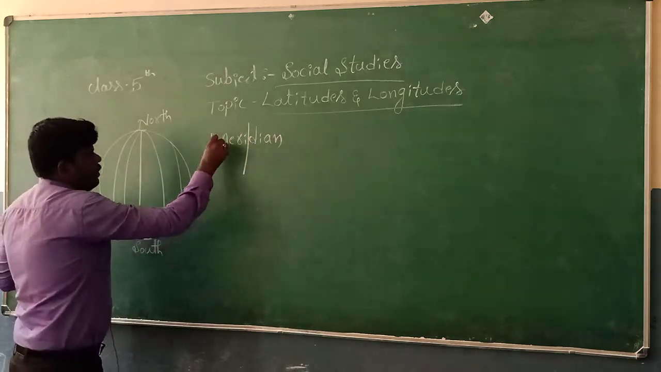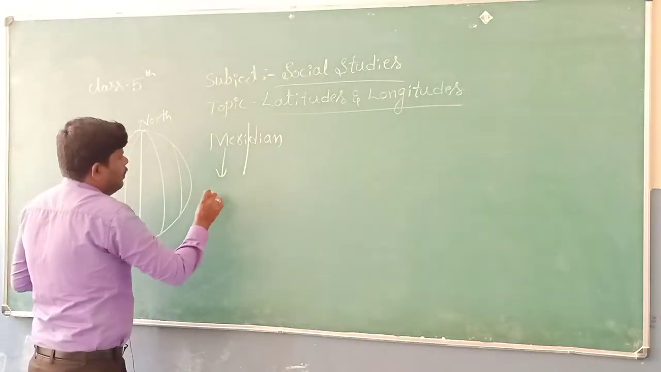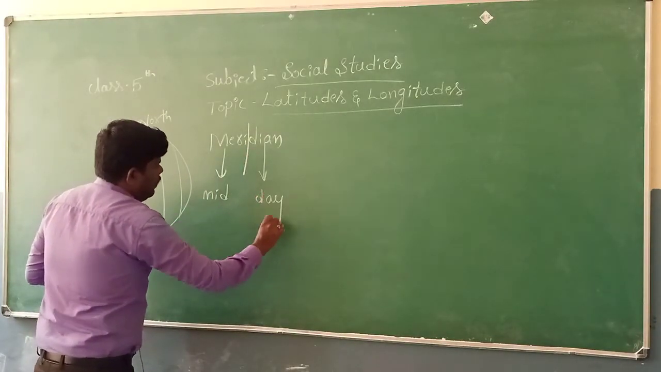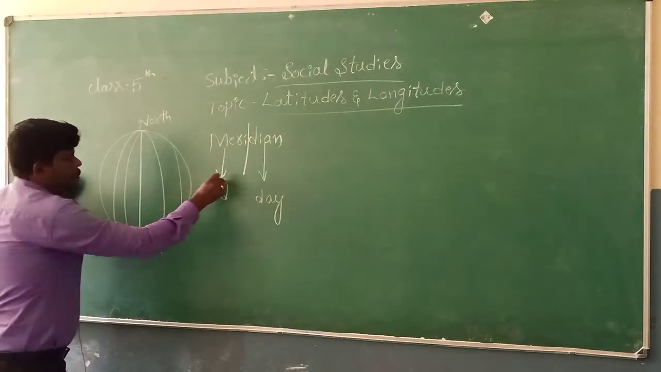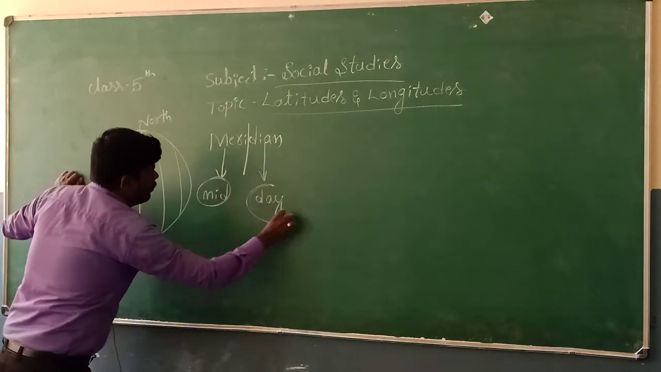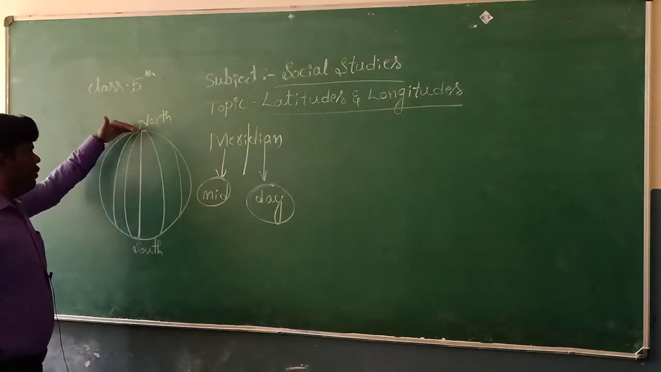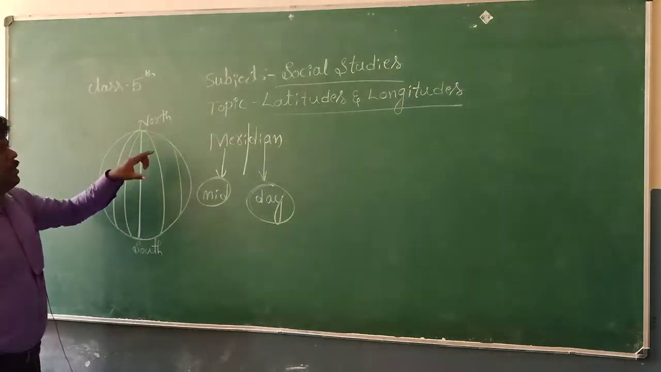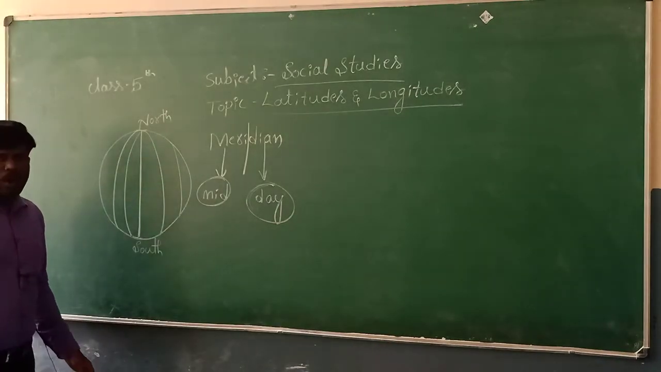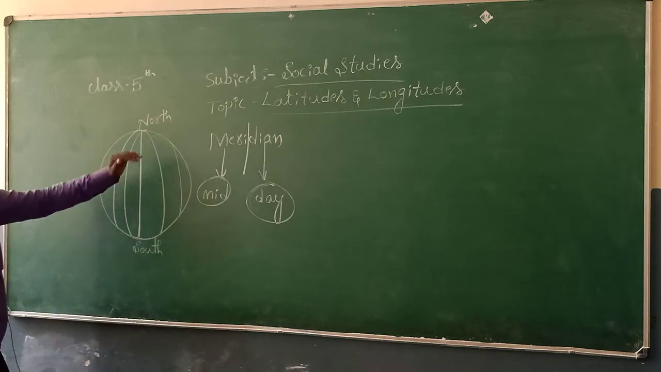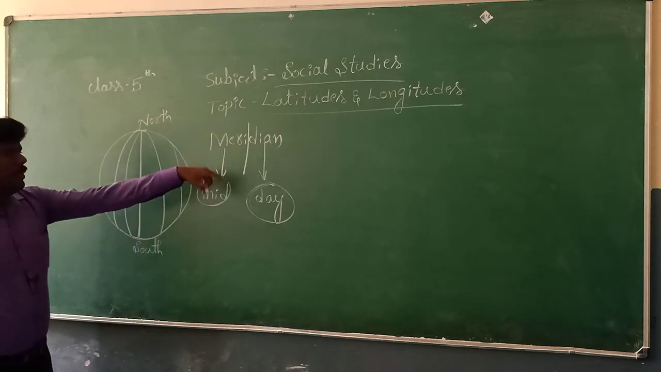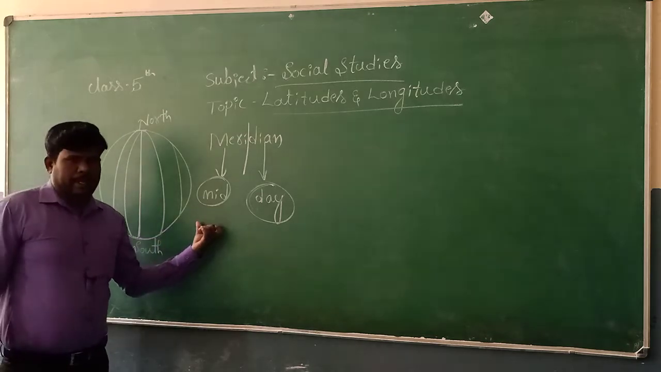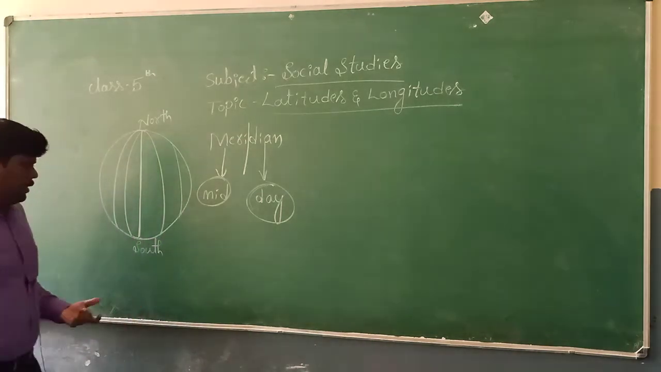Meridian means: meri means mid, dian means day, midday. Primary longitudes are also called meridians of longitude. Meri means mid, dian means day, midday. Right.